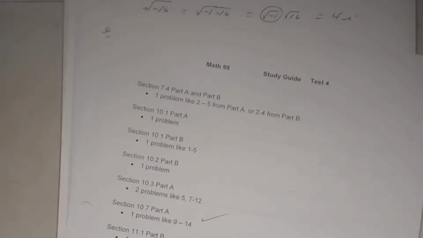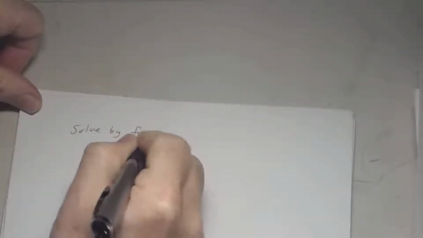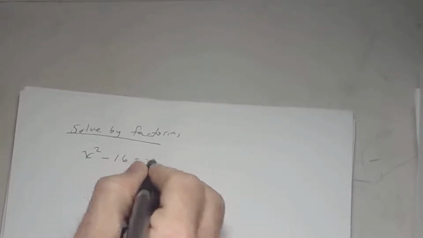Okay, so on one of the worksheets that you had previously, the directions had said this. Directions said solve by factoring. All right, and then here was the problem. The problem was x squared minus 16 equals 0. That was the problem. What some of you did, a couple of you, the rest of you did it correctly.